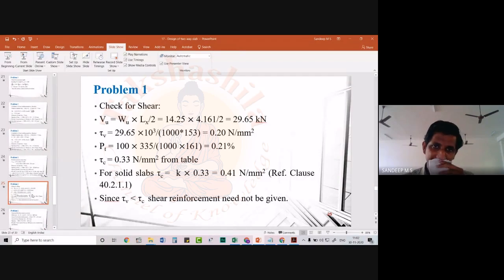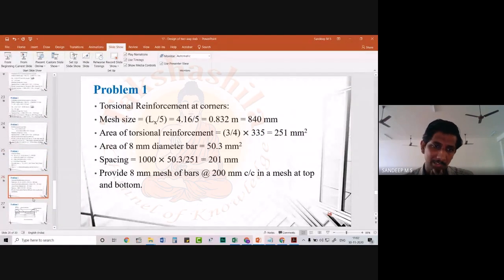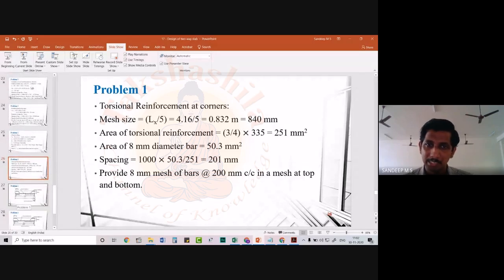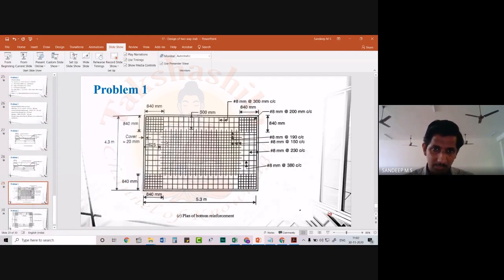So after this, anyway, it's time today. After this, we have the check for shear, and we have to actually provide some torsional reinforcement also, that we will see in the next class. Anyway, this will be the configuration of reinforcement. We will be having some reinforcement in the middle strip, and we will be having some other reinforcement in the edge strips. So this will be something after providing the torsional reinforcement also.